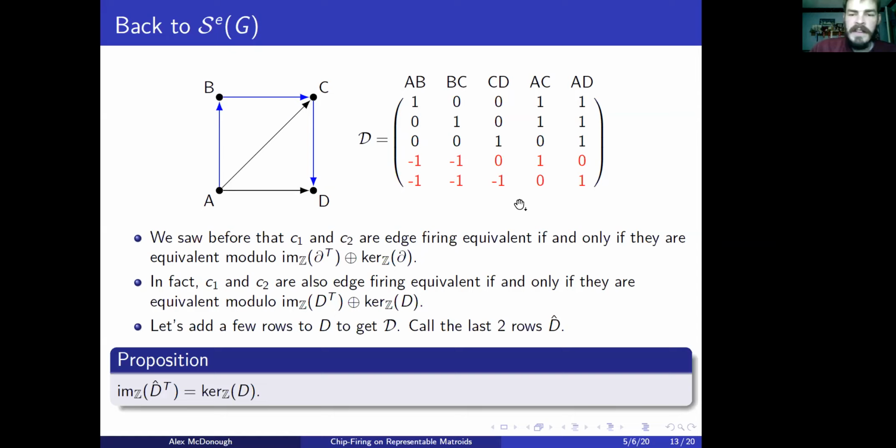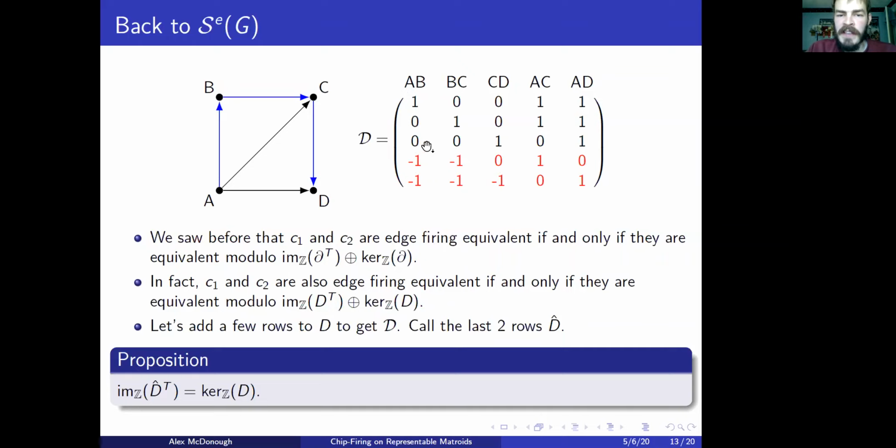Well, in fact, this D hat, which remember is what I'm calling the last 2 rows, the image of D hat transpose is equal to the kernel of D. So we can see that if we take a row of D hat, so for example, this would be -1, -1, 0, 1, 0, that is going to give us a circuit if we look above.